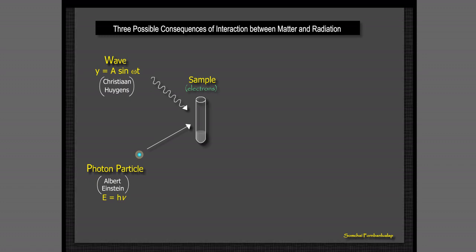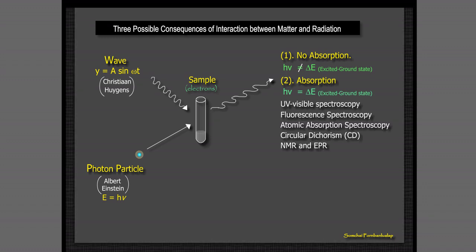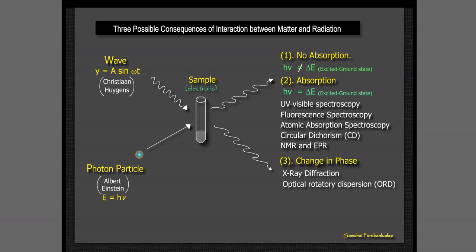As described in the previous YouTube movie clip, the interaction of electromagnetic radiation with atoms, molecules, and macromolecules may result in: 1. No absorption if the energy of radiation does not match the delta E that separates the excited state from the ground state. 2. Absorption occurs if the energy of the radiation matches the delta E that separates the excited state from the ground state. 3. Diffraction or rotation of light.